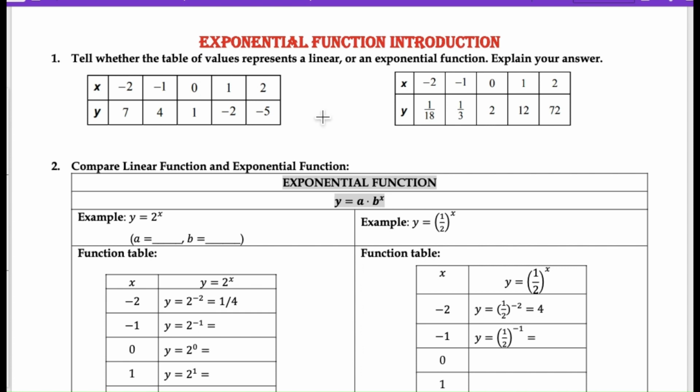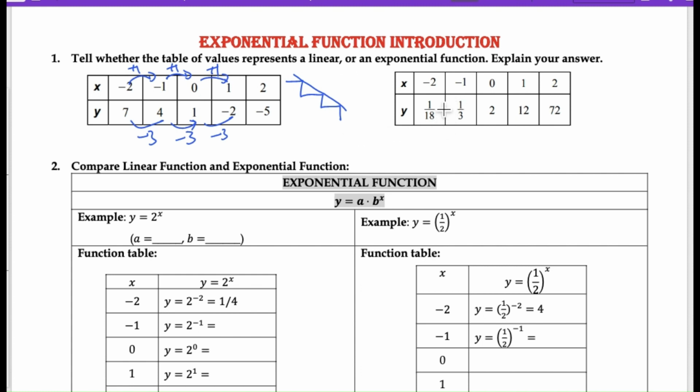Before we jump into the exponential function, I want to look at the two tables here, and we can compare how the linear and exponential functions look by presenting the tables. For the first one, if you look closely at the table, we notice that as x increases by 1, y decreases by 3. So the average rate of change for the first function is -3 because it goes down consistently by 3. You're going by steps of 1 here. So that gives us a model of a linear function.